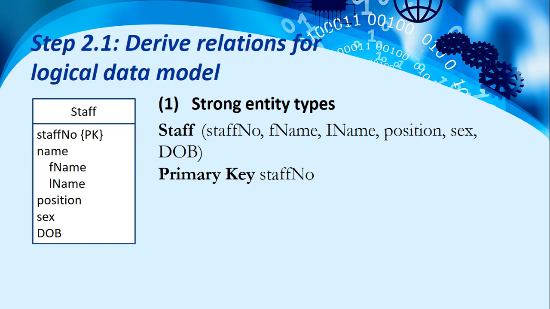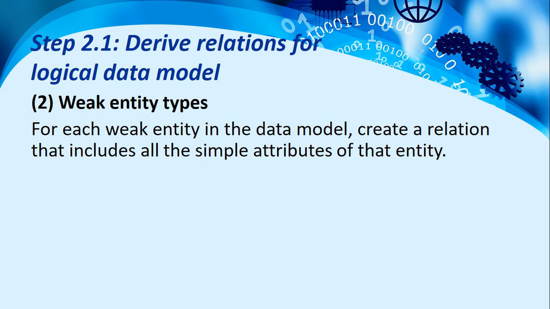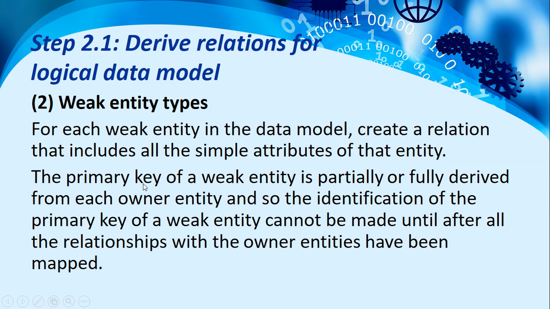Okay, next we have weak entity types. For each weak entity in the data model, create a relation that includes all the simple attributes of that entity, just like with the strong entity. However, the primary key of the weak entity is partially or fully derived from each owner entity. What does owner entity mean? You will know in the next slides.